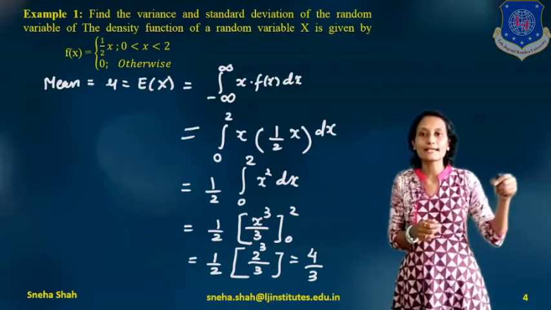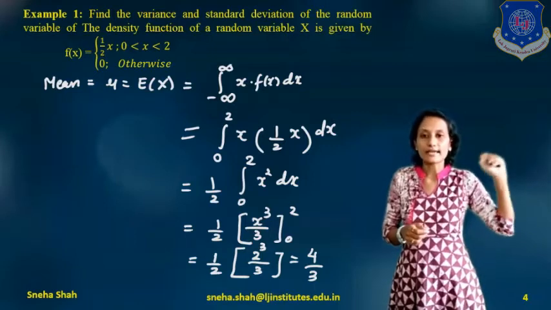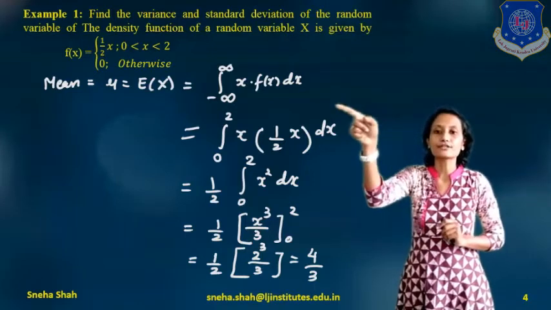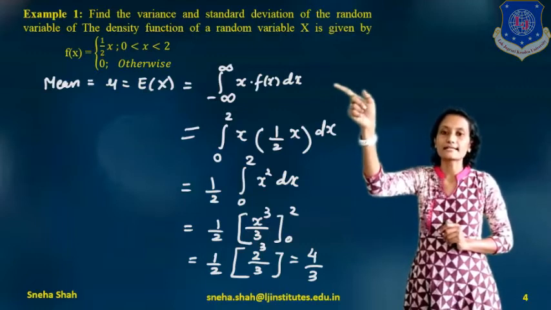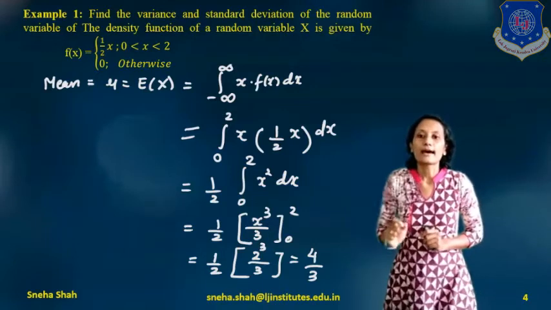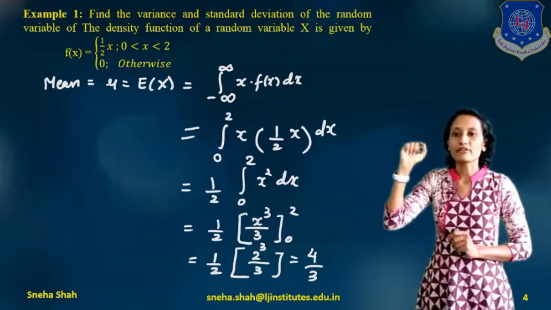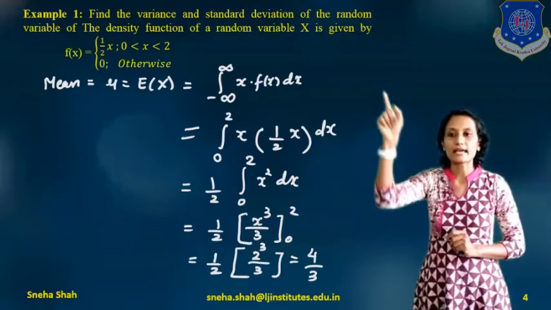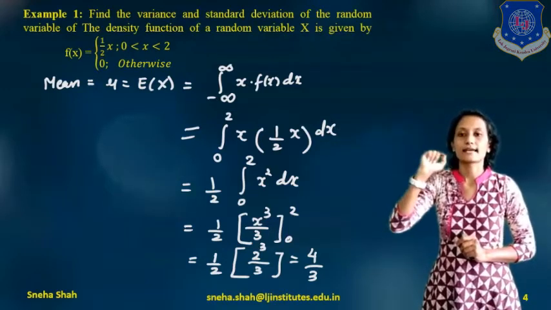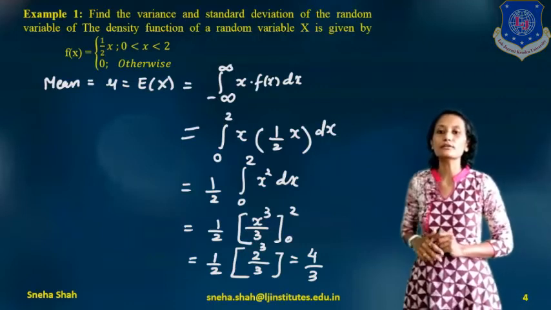Mean will be represented as mu equals E of x. Now what is the equation? Integration from minus infinity to infinity of x into f of x dx. Now in this we will put the value of f of x. Now what is the value of f of x? F of x equals 1 by 2x, and the range will change, 0 to 2.